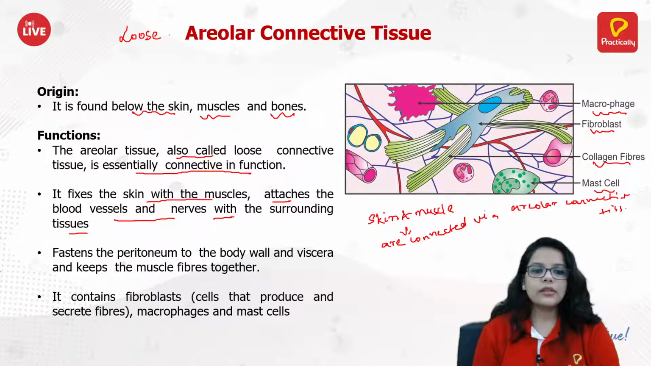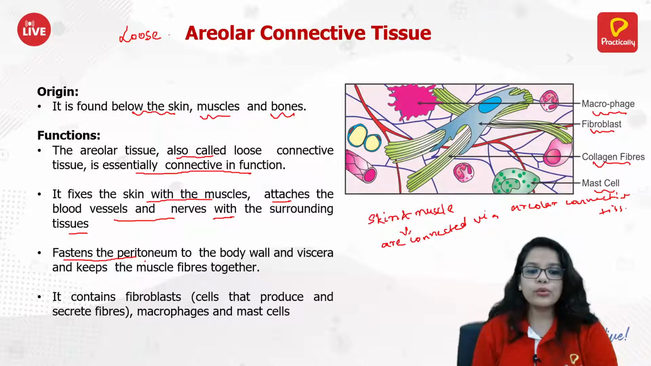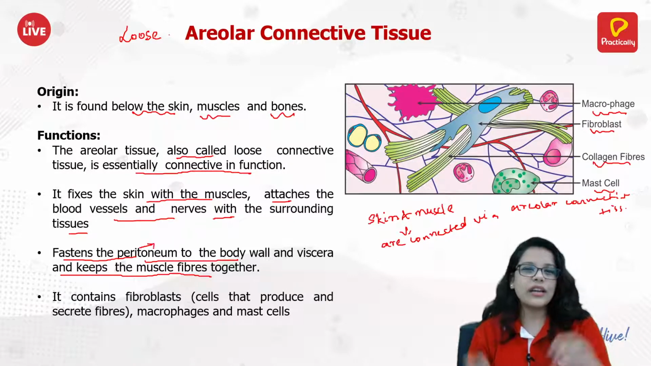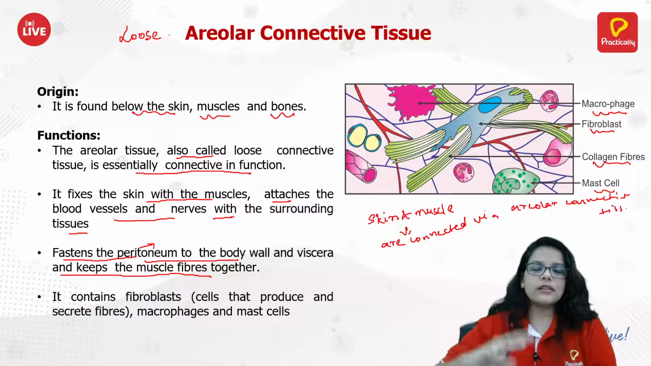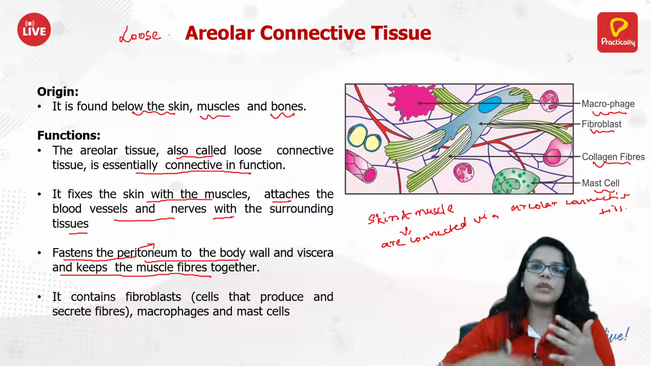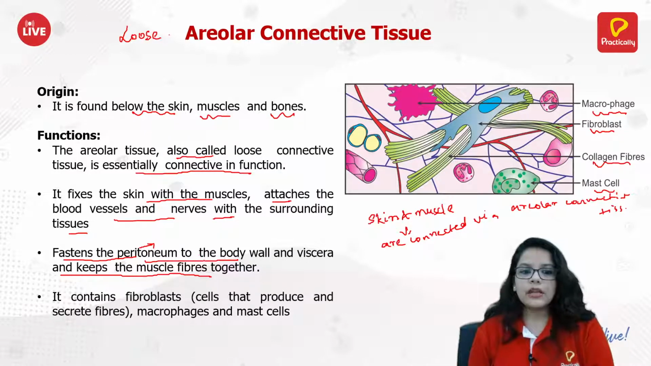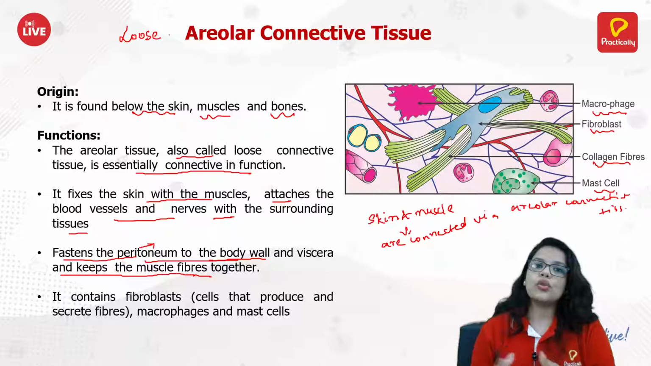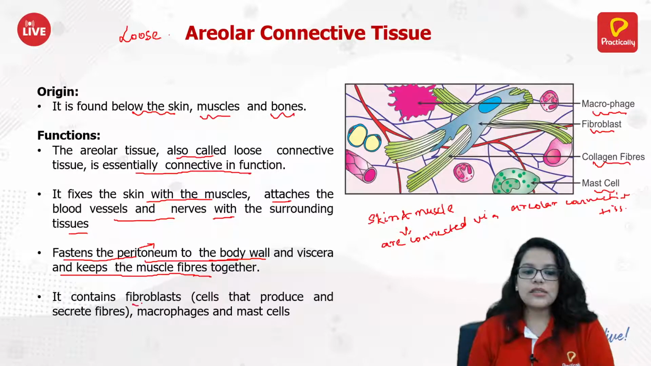Okay, and what it also does is fasten the peritoneum to the body wall and viscera and keep the muscle fibers together. The peritoneum is a sterile membrane which is there outside the stomach, the abdominal cavity. It connects to the body wall and viscera and keeps the muscle fibers together with the help of areolar connective tissue. It contains fibroblasts, cells that produce and secrete fibers, macrophages, and mast cells. See, as I said, macrophages, fibroblasts, collagen fibers, mast cells.